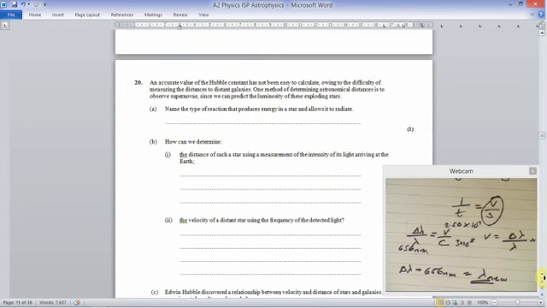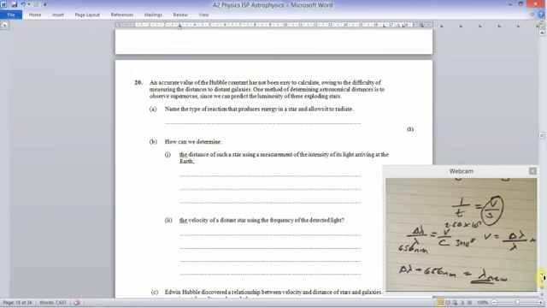Right, question 20 is talking about Hubble's constant again. Let's talk about measuring distances. One method of determining astronomical distance is to observe supernovae, since we can predict the luminosity of these exploding stars. State the type of reaction that produces energy in a star and allows it to radiate. That's nuclear fusion. That's pretty straightforward.